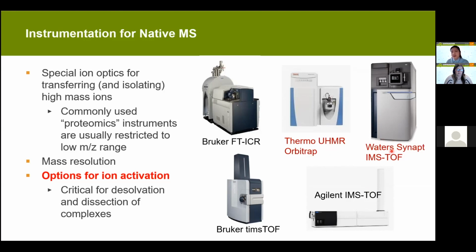Practically, on most instruments you can probably easily go to a mass-to-charge of like 10,000, and that goes to the range of megadalton complexes. But if you want to go higher, usually you have to have very specialized tuning or instrumentation. Like the UHMR can go very high, but on the others, you usually have to do something special to be able to do very large complexes.